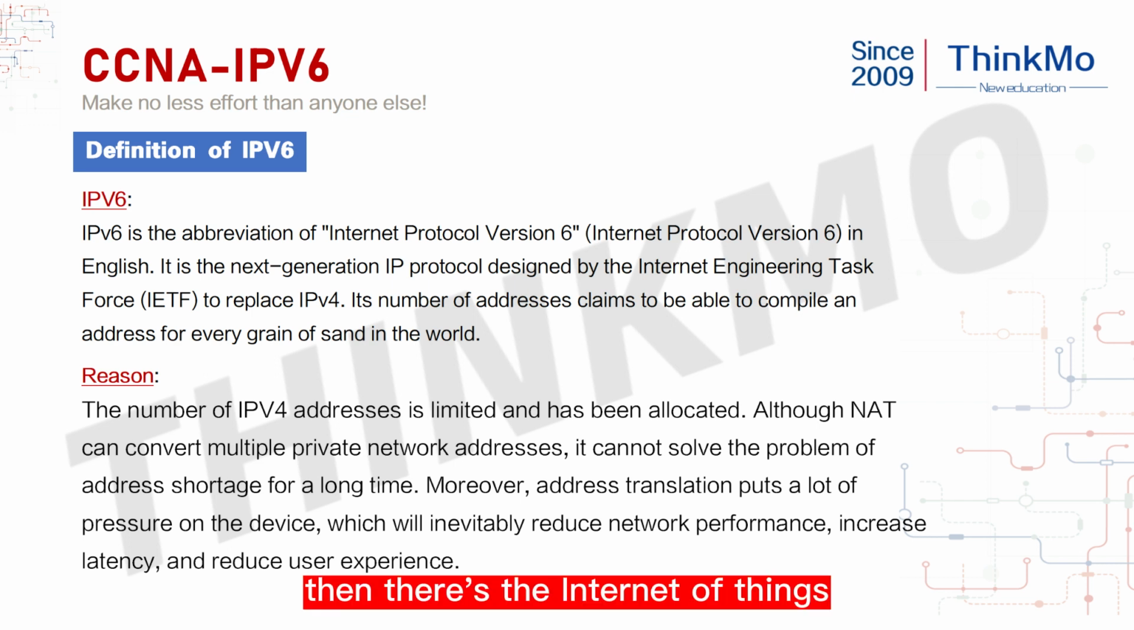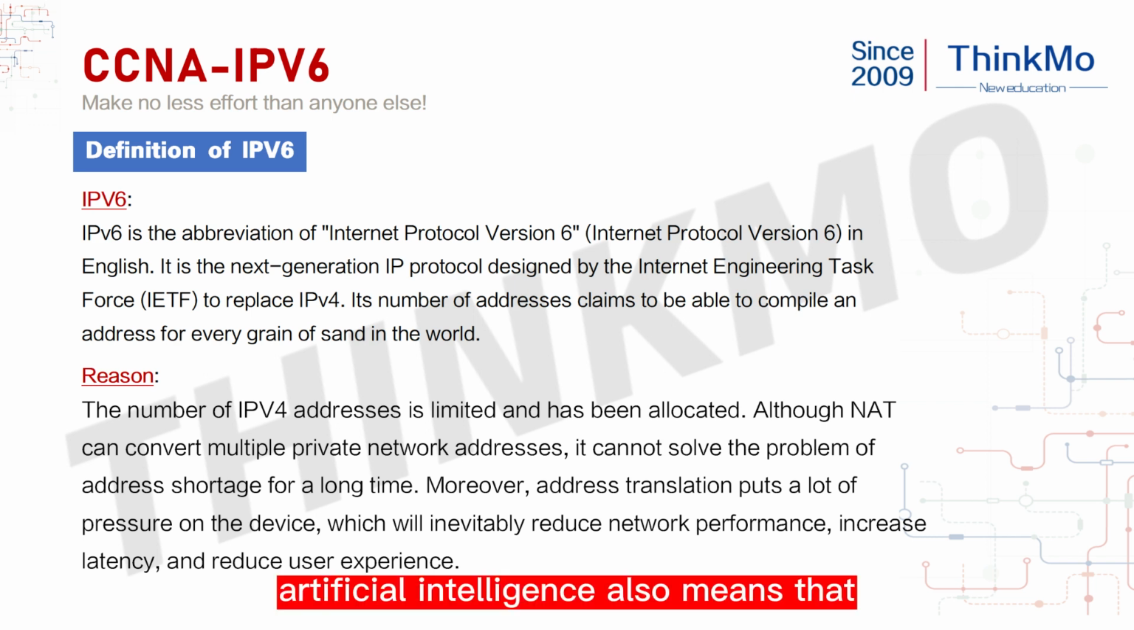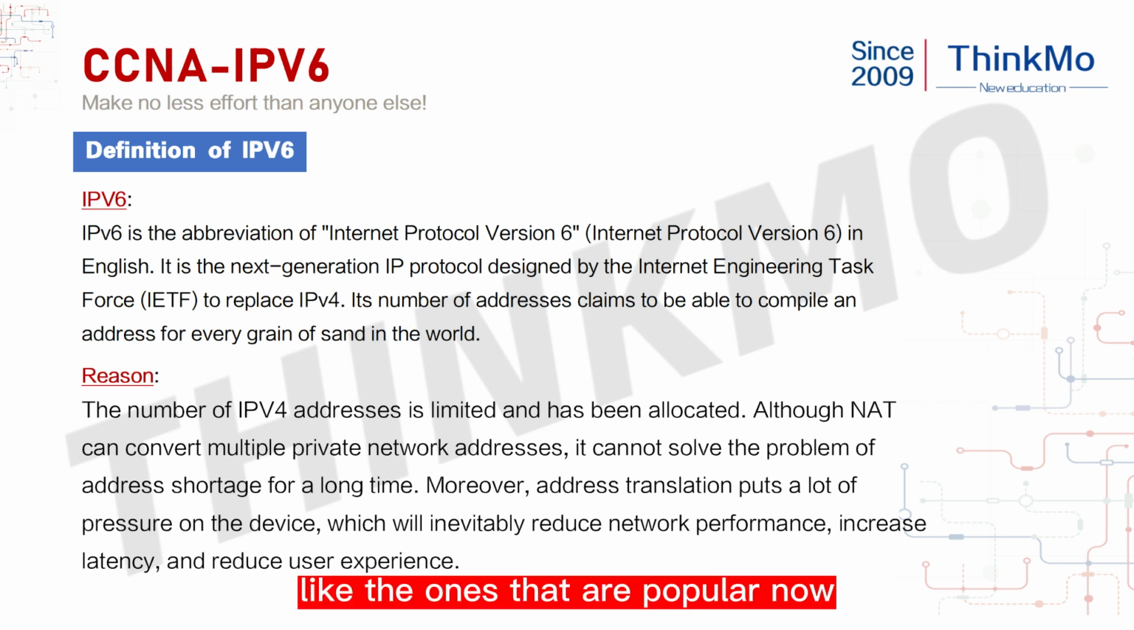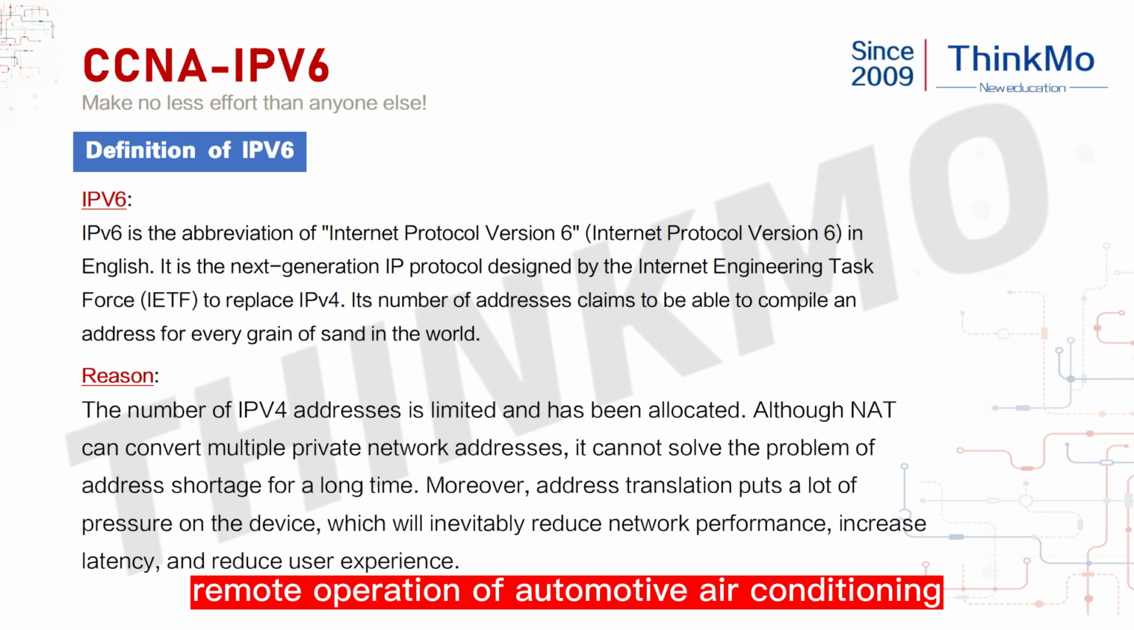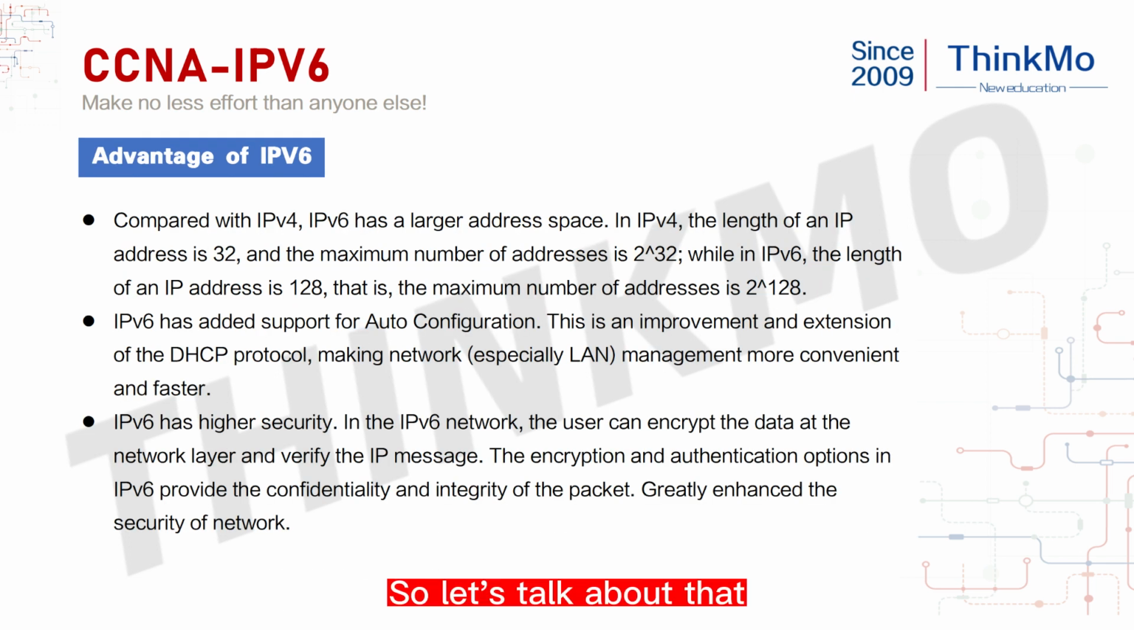Then there's the Internet of Things. The Internet of Things spans all walks of life. Our bias towards automation and artificial intelligence also means that every electronic device or network device has to be connected, to perform remote control, like the popular remote operation of automotive air conditioning. They all need an address. That's obviously not enough for IPv4.